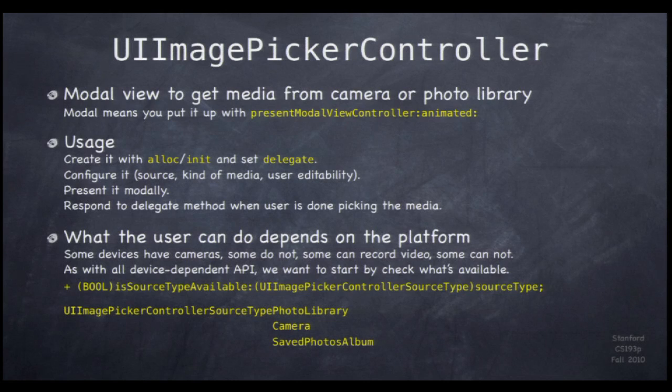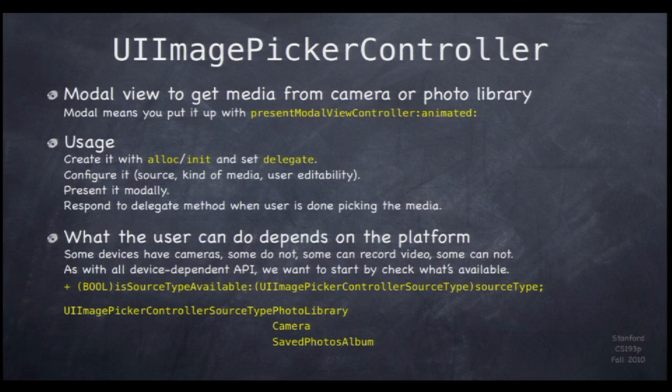And you do that in two steps, really, with the image picker controller. The first is you ask whether the type of source, meaning where the images or video is going to come from, is available on this platform. So there's three options here. One is the photo library, which is the user's synced library of images and video. The camera, which is obvious, and some devices actually have two cameras, and I'll talk about that in a second.